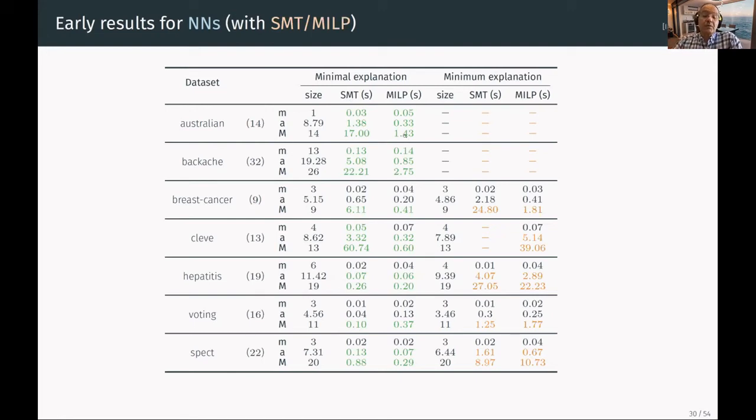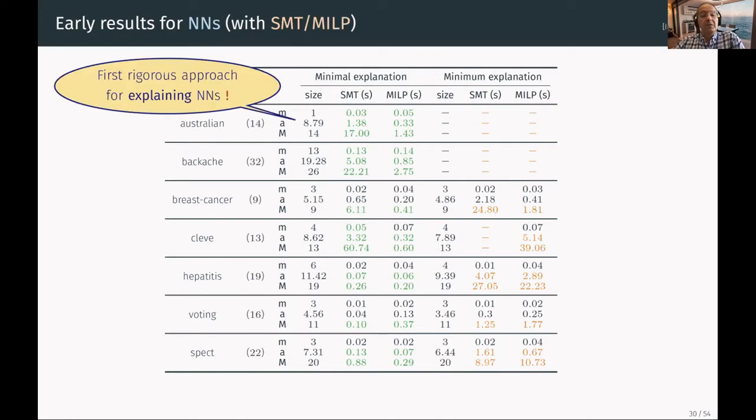And then what we also concluded, as I motivated before, is that finding the smallest explanation is much, much harder than finding just a subset minimal explanation. And this explains why it's important to find a subset minimal explanation and probably not the smallest or cardinality minimum explanation. Okay, so to the best of my knowledge, this was the first rigorous approach for explaining neural networks.